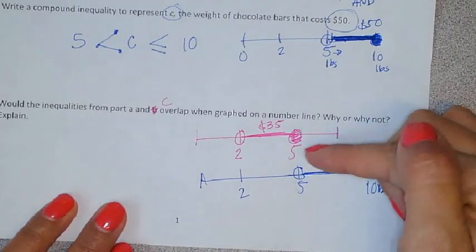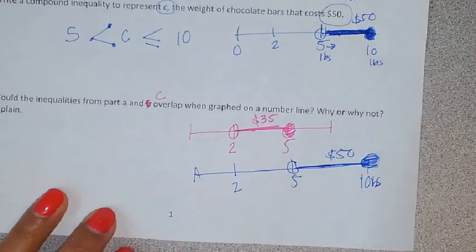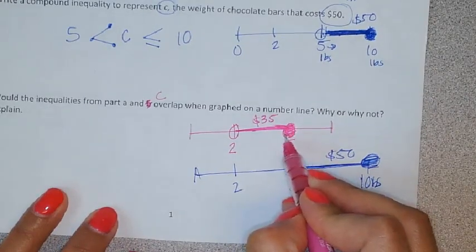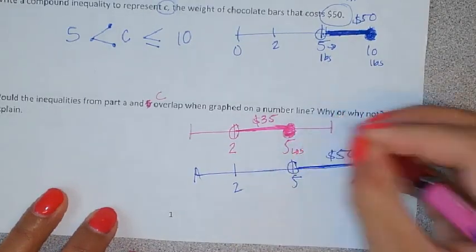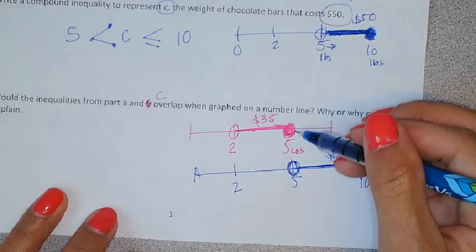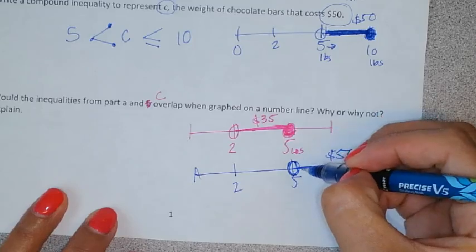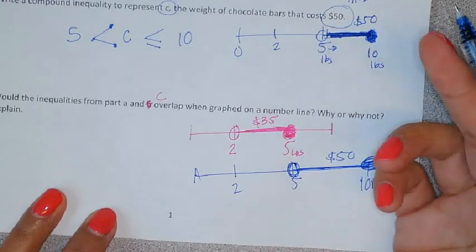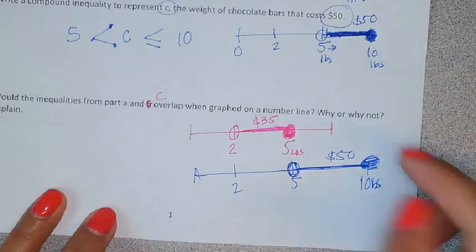Okay, the only overlap that I see that looks like an overlap would be right here on the 5s, at the 5 pound mark. However, this one is open, this one is closed and this one is open, so really there's no overlap. Remember in class I told you that, and earlier when I was explaining the problem I also told you that.